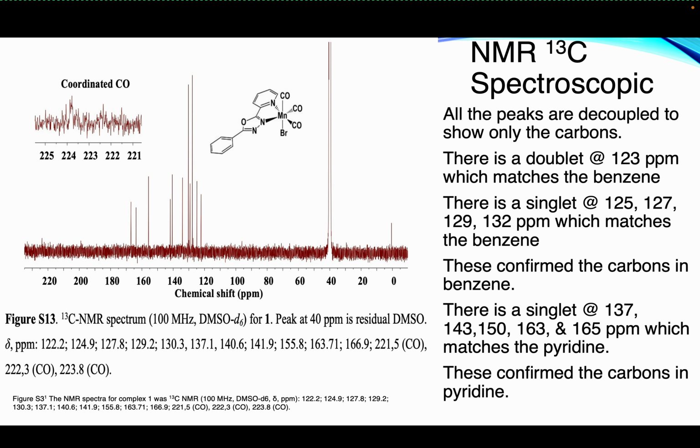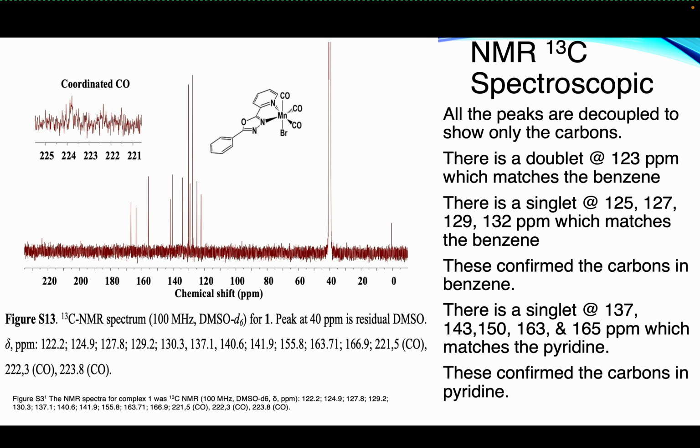And then we're comparing it to the spectroscopy of carbon-13. All peaks are decoupled to show only the carbons. And some peaks that I would like to point out. There was a doublet at 123 parts per million that matched the benzene ring. And then there were several singlets noted at 125, 127, 129, and 132 parts per million that matched the benzene ring. This helped to confirm all the carbons in that benzene ring structure.